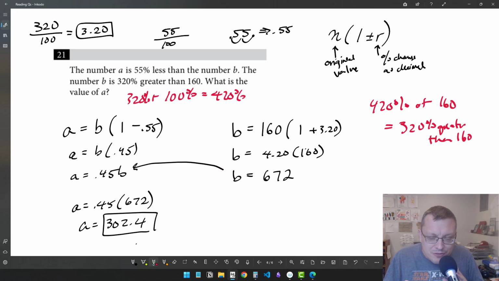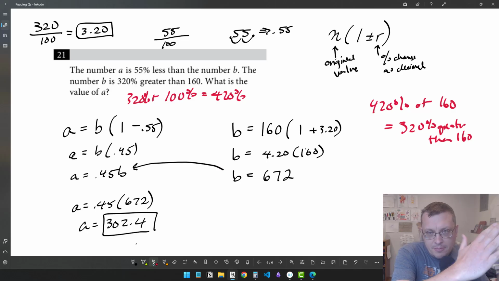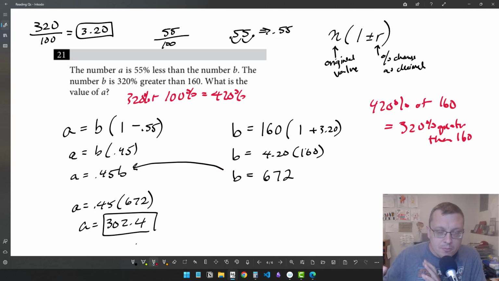So even though I like to keep separate percent of problems and percent change problems, because I don't typically like to mix them, it can get confusing. When do I multiply by this versus that? So I do like to just say percent of problems you handle by multiplying the percent by the number. Percent change problems, you use this formula. They really are the same thing. They're two sides of the same coin. You can actually interchange between them whenever you'd like. So, if that helps you understand the difference between these, that's great. Otherwise, just stick with percent of on this side, percent change on the other, and that keeps things simple. Either way, the answer to this one is 302.4.